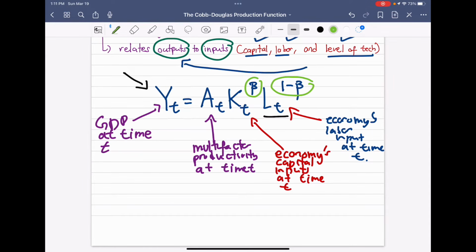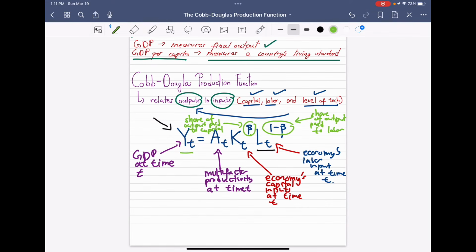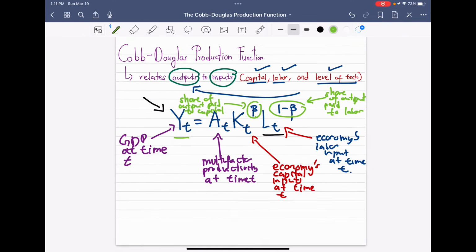Beta is simply the share of output paid to capital. I'm going to give a concrete example after this. And 1 minus beta is simply the share of output paid to labor. So now with that, we have formed our Cobb-Douglas production function. We have Y_t, we have defined every variable here, and we have defined beta and 1 minus beta. So now let's see how this works.